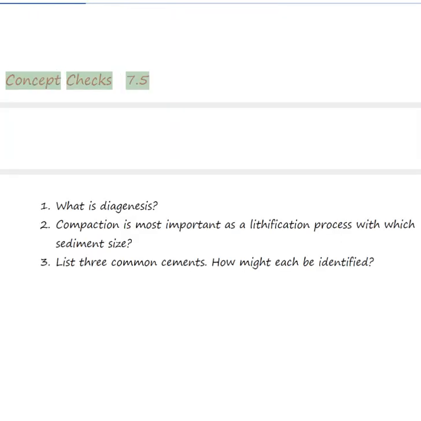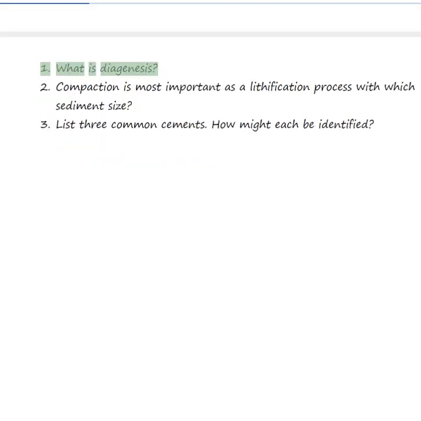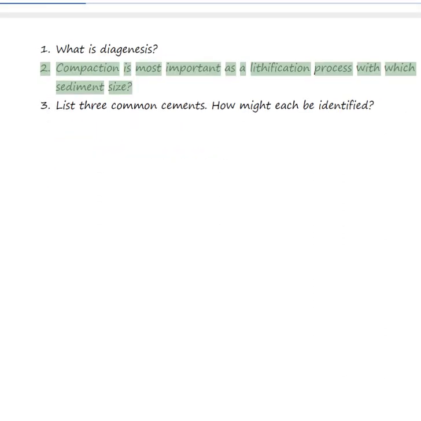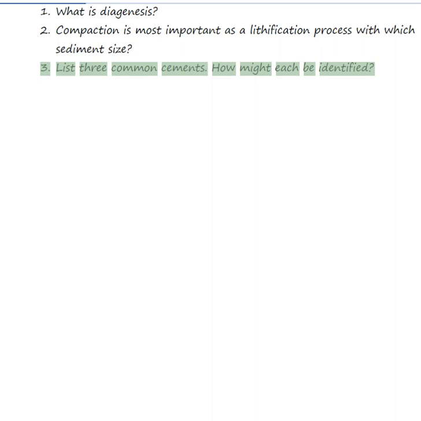Concept checks 7.5. 1. What is diagenesis? 2. Compaction is most important as a lithification process with which sediment size? 3. List 3 common cements. How might each be identified?